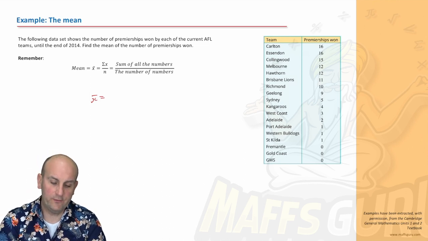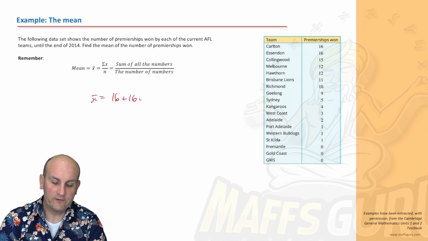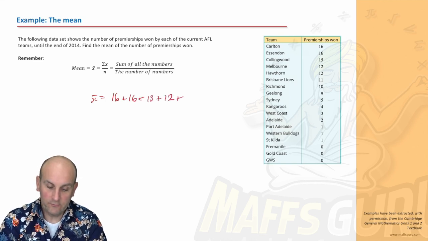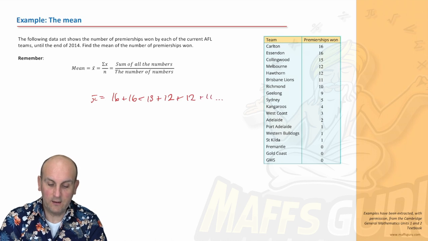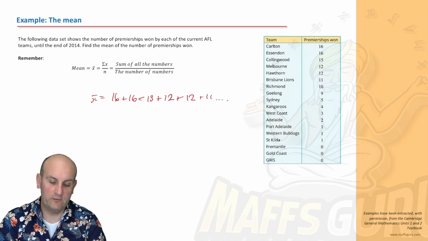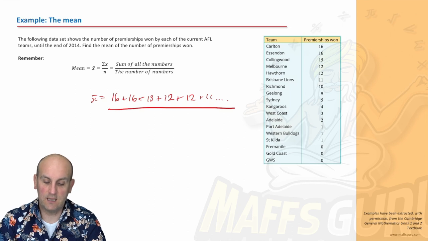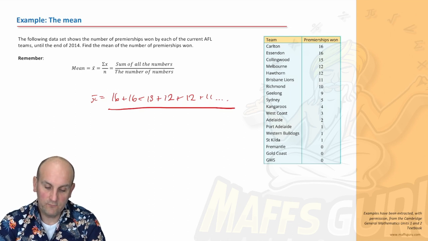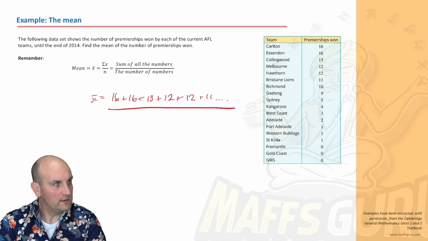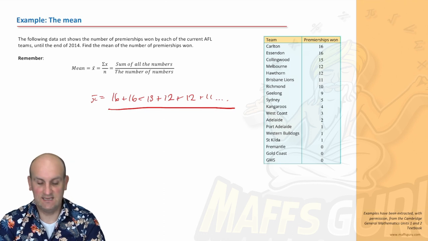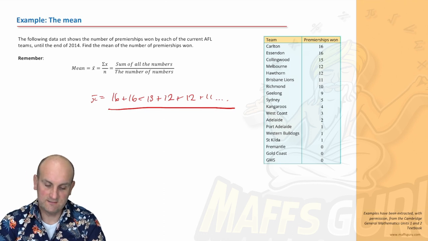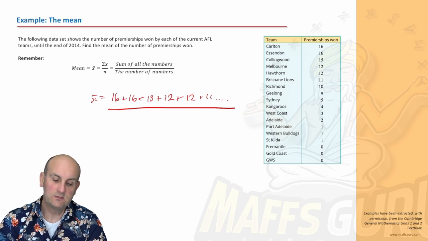So what I would now do is I would do 16 plus 16 plus 15 plus 12 plus 12 plus 11, and I'm going to keep going on until I get all the way down to 0 and 0, and then I would divide that sum by 1, 2, 3, 4, 5, 6, 7, 8, 9, 10, 11, 12, 13, 14, 15, 16, 17, 18, which I think is 18. So I divide that by 18.